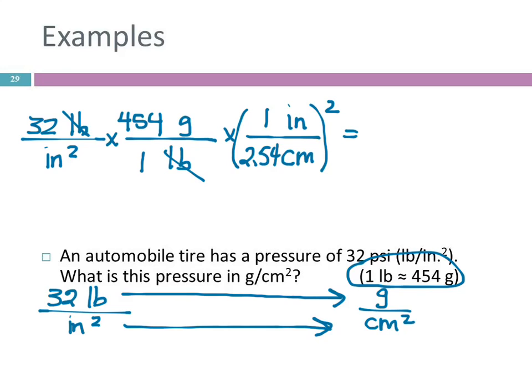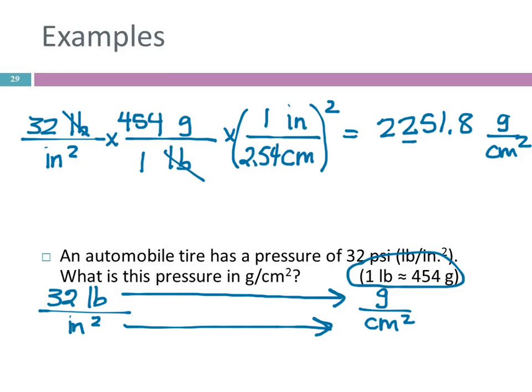So how do you do this on your calculator without writing junk down? 32 times 454 divided by, now remember we have to square the number, divided by 2.54, and then I'm going to press the x squared button. It'll square it for me, and I press equals. And how many sig figs should my answer have? Should have 2. The number's really big though. It's 2251.8 blah blah blah. That's more than 2. And the units are going to be grams per square centimeter.